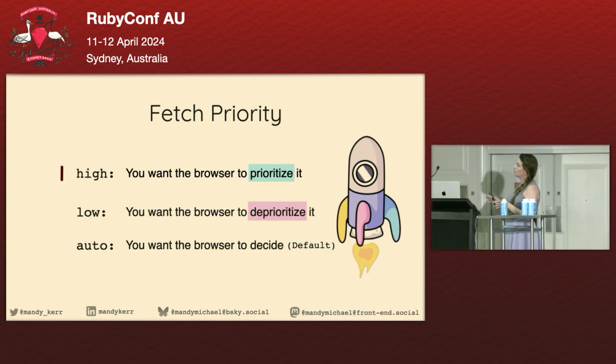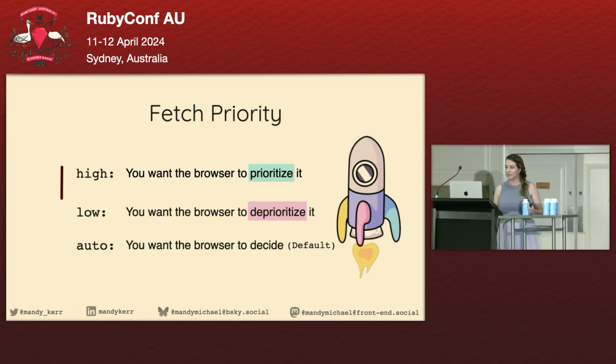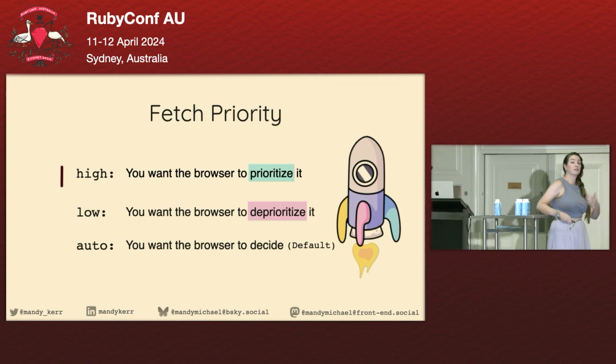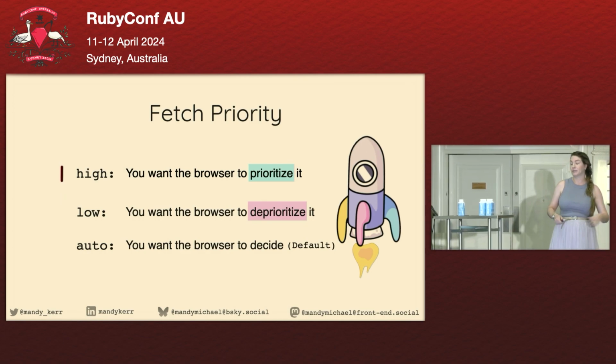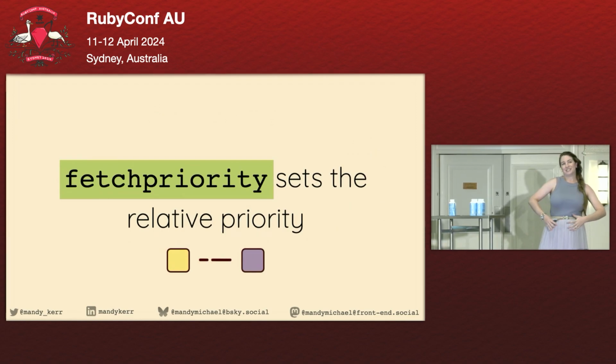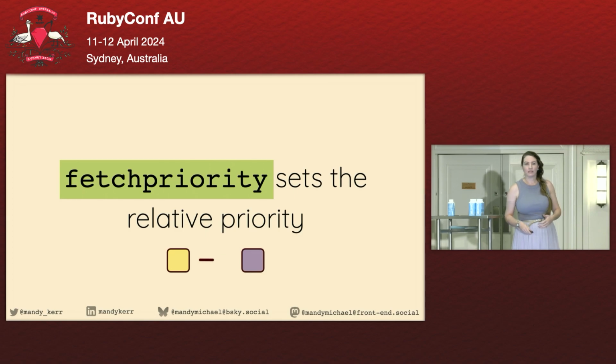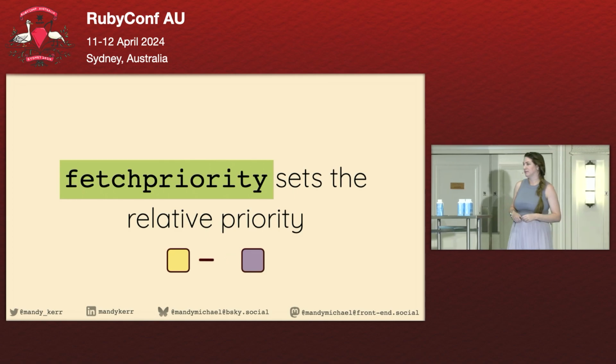Now, often when people use this, they expect that if you set a high priority, it's the highest priority. If you set a low priority, it's the lowest priority. But that is not what happens. It actually just sets a relative priority. It's only going to raise or lower the priority by a specified amount.